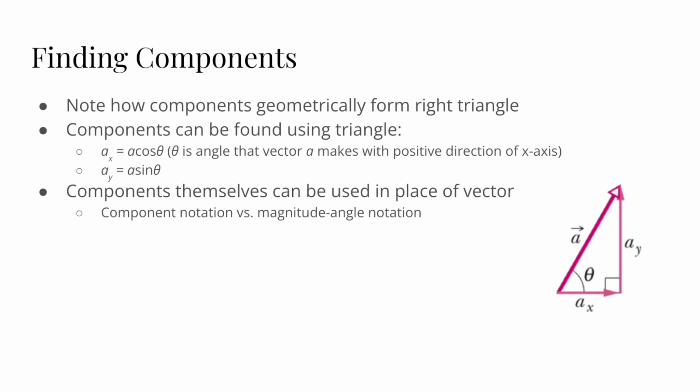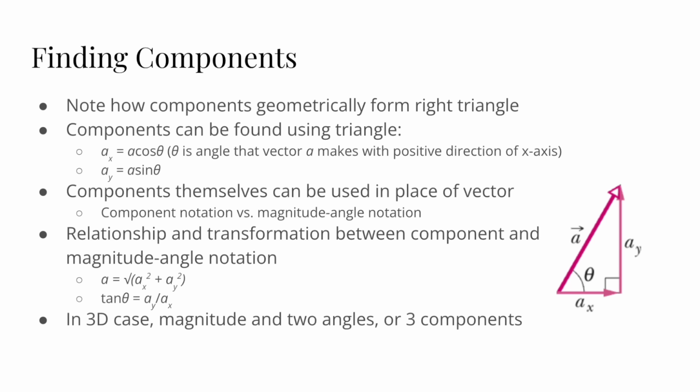Once a vector has been resolved, we can use the components in place of the vector, and we can easily switch between the component notation and magnitude-angle notation using a set of relationships shown here, where the magnitude of A is found as the square root of the sum of the squares of the components. Recall the Pythagorean theorem. The angle can be found as arctan of A_y over A_x.